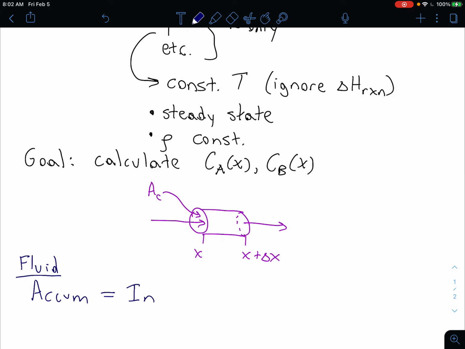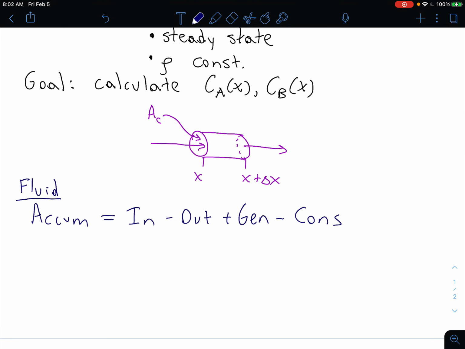Accumulation equals input minus output plus generation minus consumption. And these need to balance. Accumulation is always a time-dependent quantity. It's how much something changes over time. In this case, how much fluid builds up in the control volume over time. And since we're at steady state, nothing can change with time. So we know that accumulation is 0.